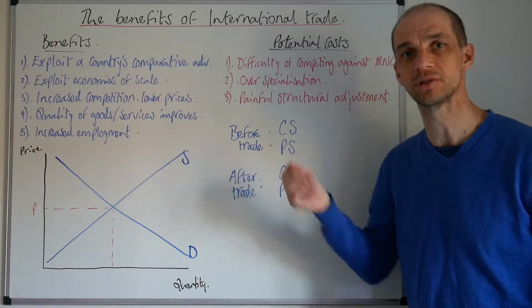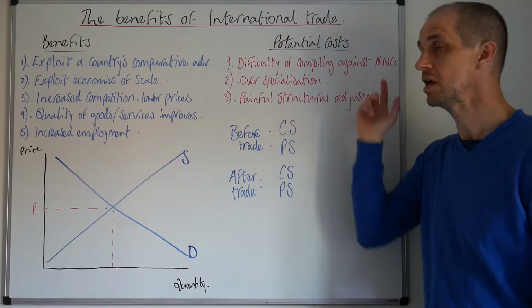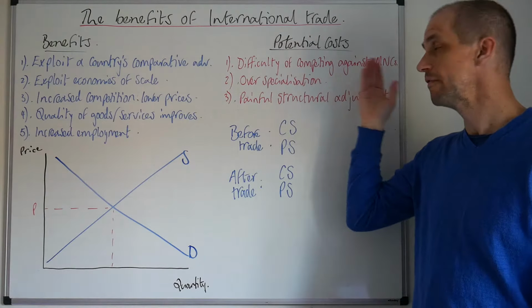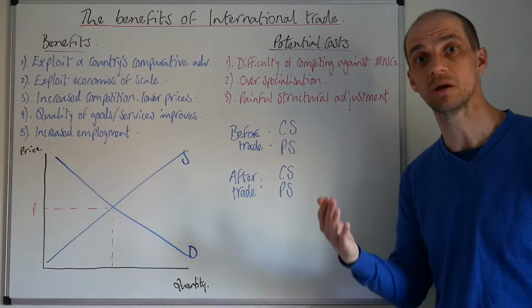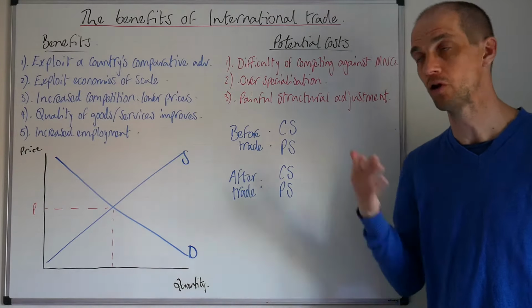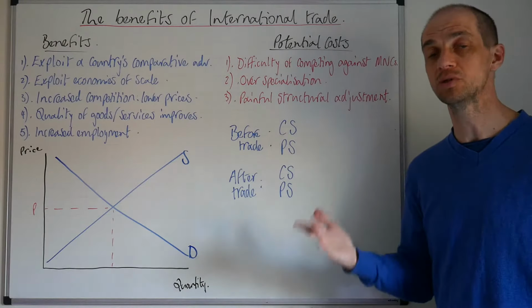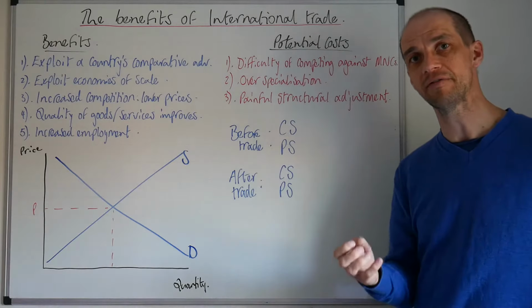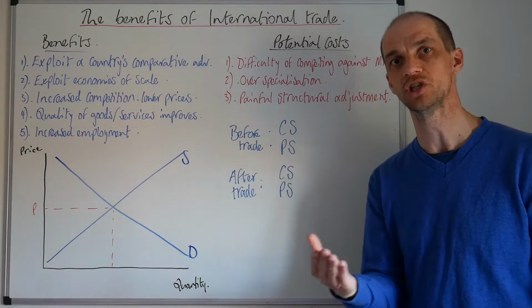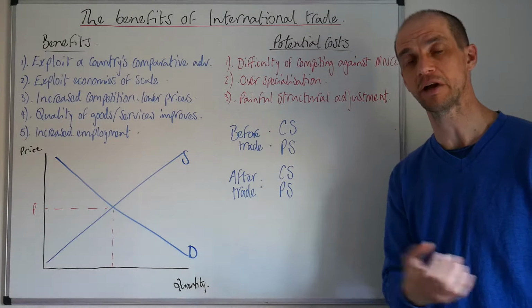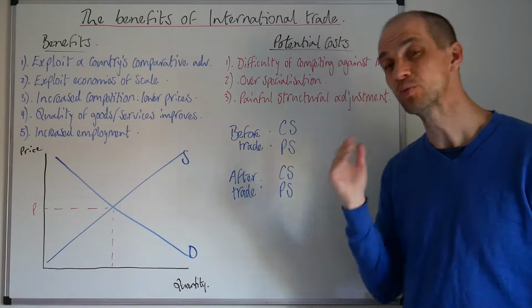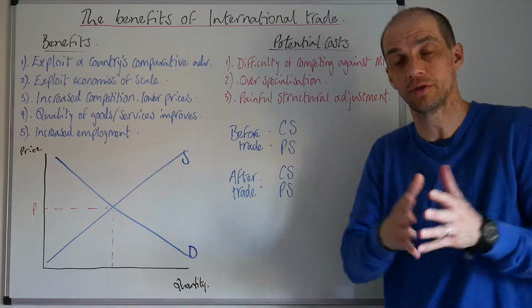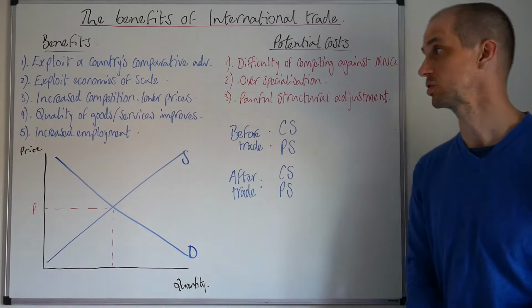Okay, what are the downsides then? Well, first up, for LEDCs, their industries may find it very difficult to compete against some of the most efficient firms globally, and those are likely to be multinational corporations, of course. So there you may have an infant industry, say for the likes of Nigeria, which is trying to develop its manufacturing export sector, and it's really struggling to compete with multinational corporations that can produce at much lower costs.